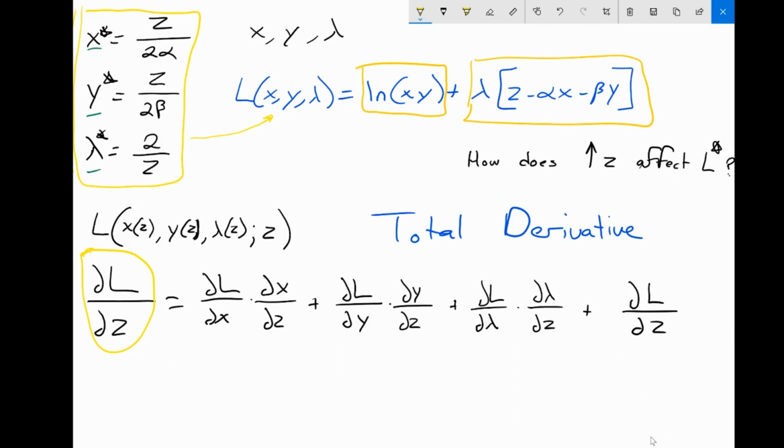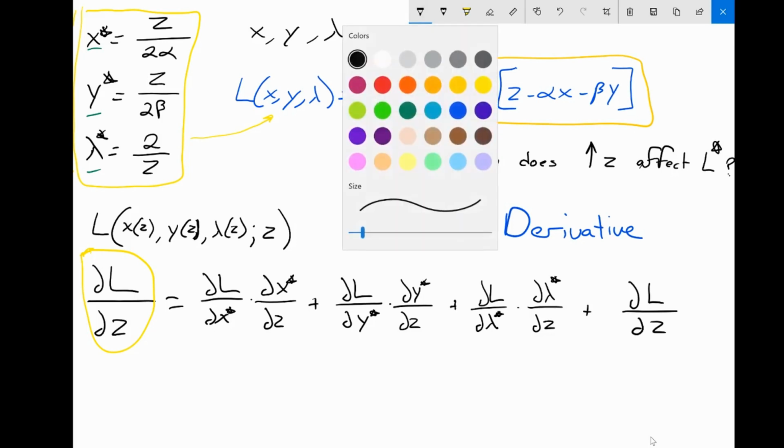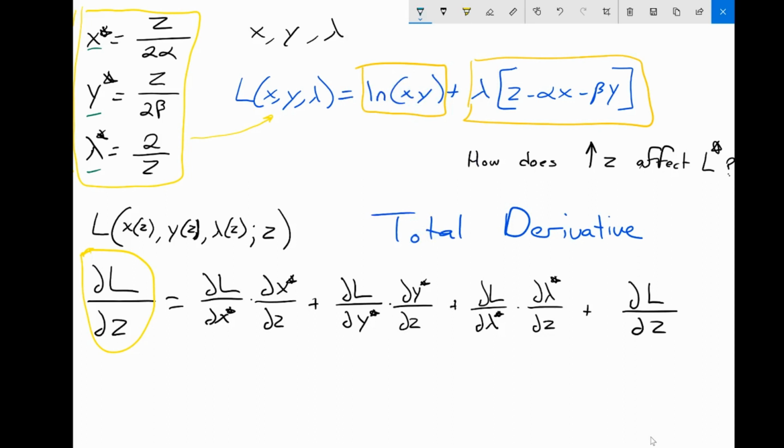Okay, and actually I need to add one thing to make sure we're clear here. This is x star. This is y star. This is lambda star. All right, so now we need to look very carefully here, and we will be able to find a trick that makes this calculation much easier. What could that trick be? What could that trick be?